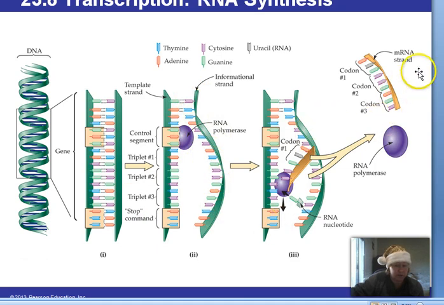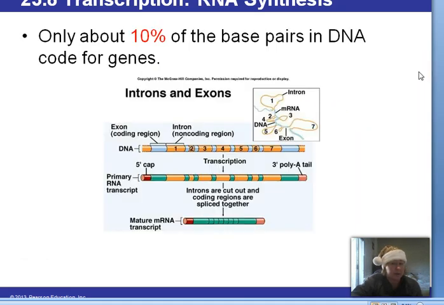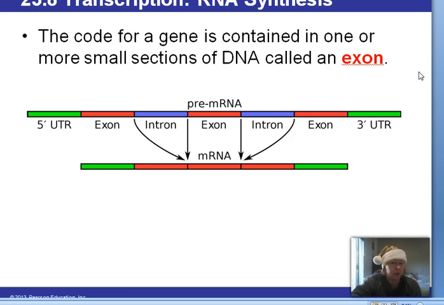RNA goes off. Okay. Only about 10% of base pairs in DNA code for genes. 10%. These fancy little introns and exons. The code for a gene is contained in one or more small segments of DNA called exons. This is important. Exons exit the nucleus. Exons are the little pieces. Here's an exon. Here's an exon. Here's an exon. We're going to splice those introns out. We're going to make one with just the exons because they exit. The introns don't do anything.